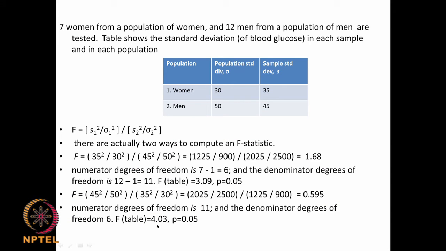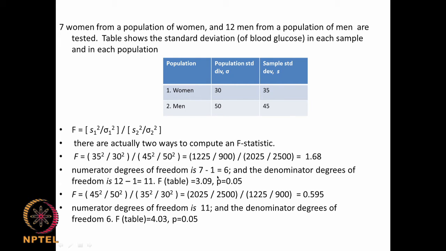So, 11 and 6, if I go to the table, 11 and 6 is on the next page, so it is 4.03, you understand. So, we get 4.03. So, if I had taken men variance on the top and women variance on the bottom, the degrees of freedom is 11 and 6. So, I will get an F of 4.03. If I put women variance on the top and men variance at the bottom, I will get 6 and 11, and the F table value is 3.09.